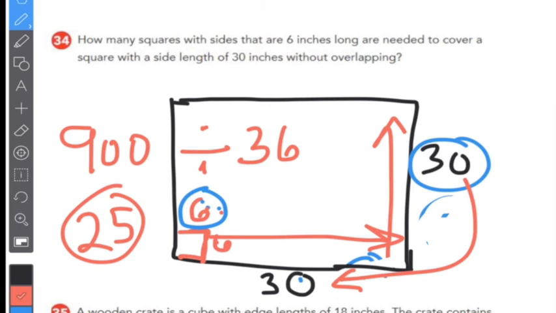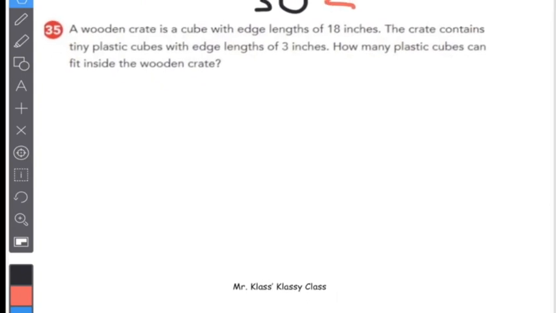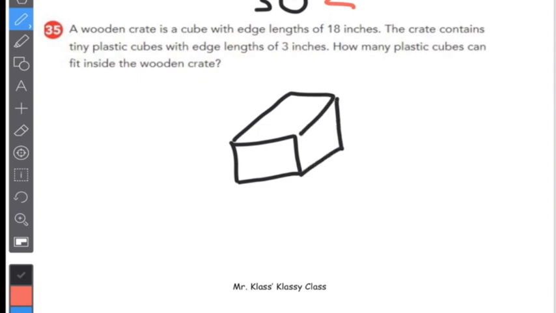Okay, so let's go on to 35. 35 is kind of similar. It's dealing with volume. A wooden crate is a cube, so it's a cube, and you should know that a cube is, now I'm going to draw it the best that I can, is made up of squares. I know it looks like rectangles, but just pretend that they're squares. Each side length is 18, or each edge is 18. So every single edge that you see is going to be 18 inches.